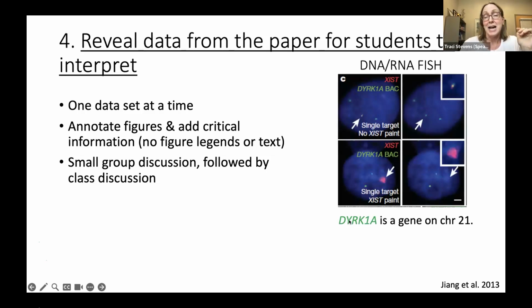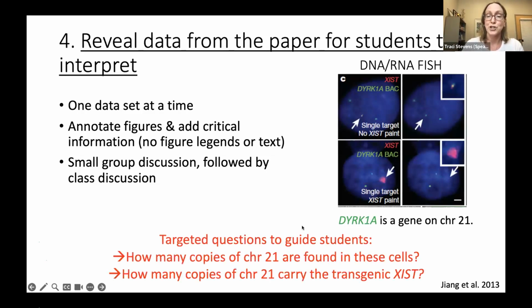And then I don't just set them loose and say interpret it. I, again, give them specific questions. So these are questions they can answer based on this figure. And then we talk about it, and we'll repeat this process for multiple figures from the paper. And you can see here, even for this figure I didn't give them the whole figure. This is just panel C, because this is from a Nature paper, which is probably too difficult for our students.